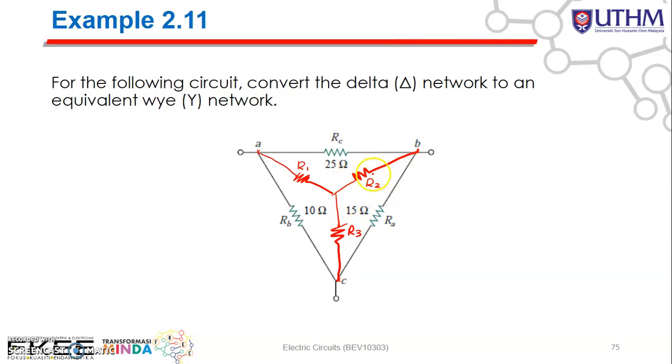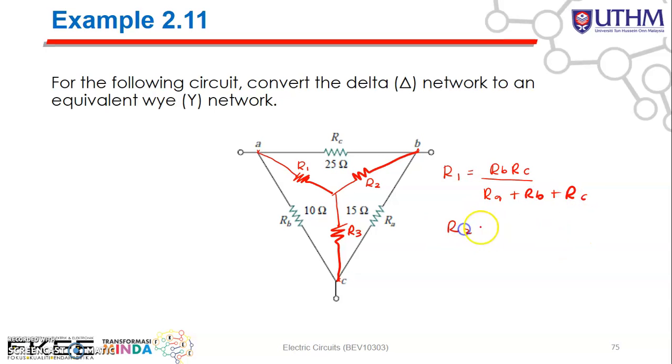And then after that, how to calculate the value of R1, R2, and R3? Based on the formula, R1 is equal to, you see, R1 is surrounded by RC and RB. So that's why you have RB RC divided by RA plus RB plus RC.